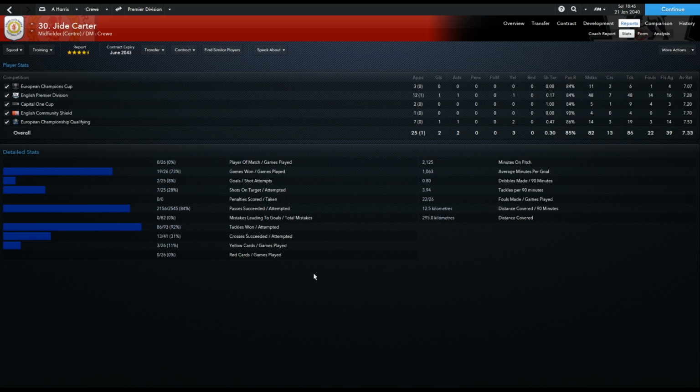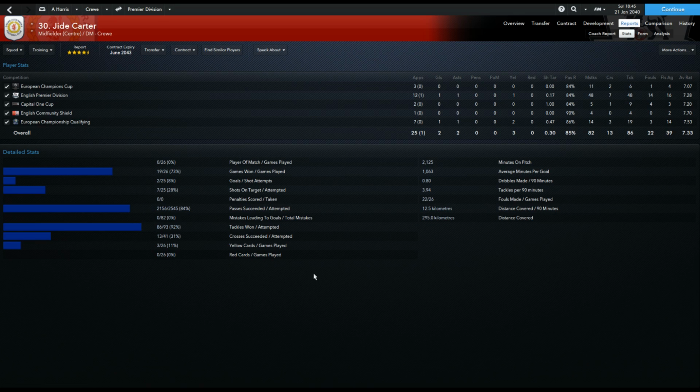Every single pass he attempted, he succeeded. Every single tackle he attempted, he won. Every single cross he attempted, he succeeded. Every shot attempt he had was a goal. For example, every shot attempted was on target. That would be basically the perfect player, and we know they don't exist. So you know that the closer you can get to a 1.000 rating is better.